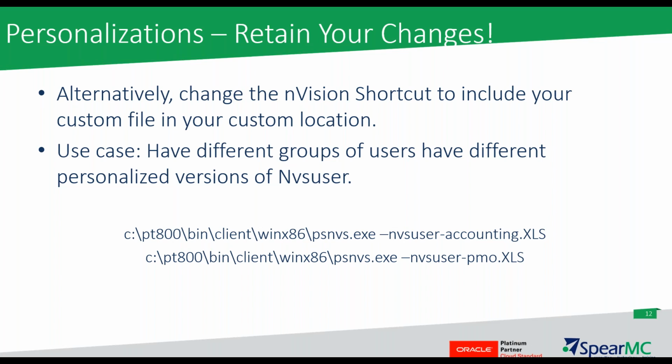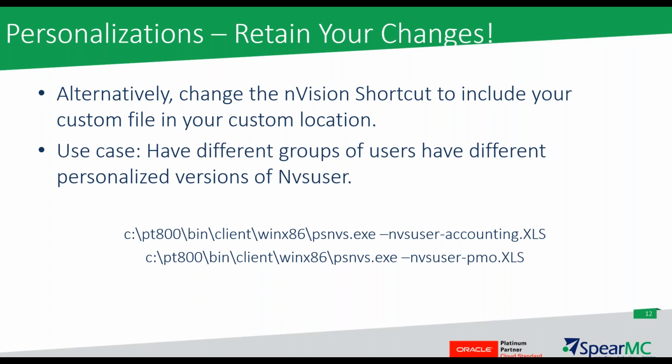Okay, so alternatively, here's an interesting little tip. You can create customized versions of the NVS user file for different groups within your organization. So for example, let's say accounting has their version that has their drill downs and standard reports that they use. Perhaps you also have a different one for, let's say, a PMO group or some kind of departmental group. You can create different versions of that, and then through the shortcut feature, when you drop the shortcut onto people's desktops, you can append using this little feature here at the end.